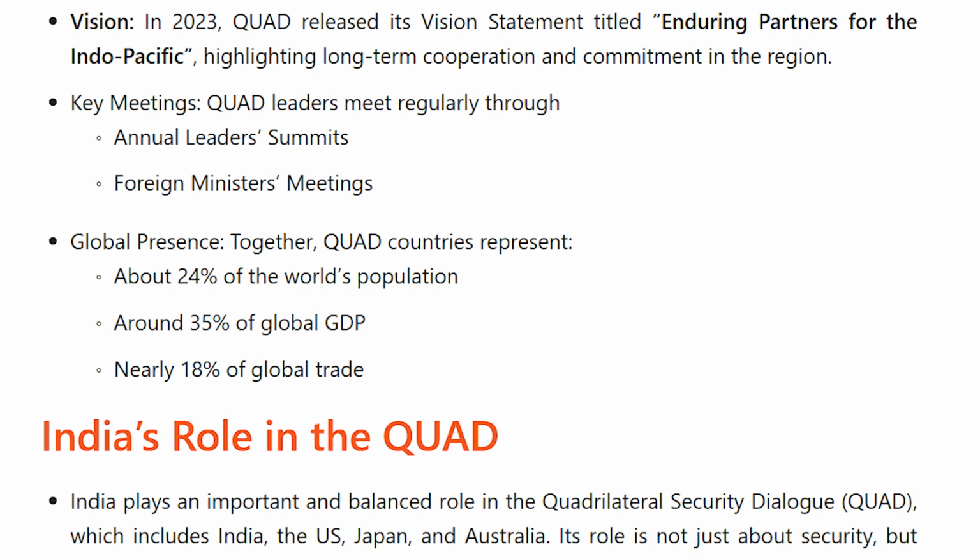Vision. In 2023, QUAD released its vision statement titled Enduring Partners for the Indo-Pacific, highlighting long-term cooperation and commitment in the region. Key meetings. QUAD leaders meet regularly through annual leaders summits, foreign ministers meetings, and more. Global presence. Together, QUAD countries represent about 24% of the world's population, around 35% of global GDP, and nearly 18% of global trade.